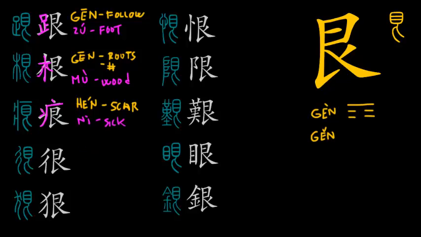And so that's the reason why I like these seal script characters, because really sometimes they're much more helpful in analyzing the structure of the character, as is the case over here. So again, hen means scar, semantic element ni, sick.